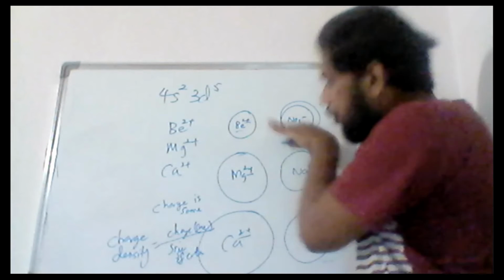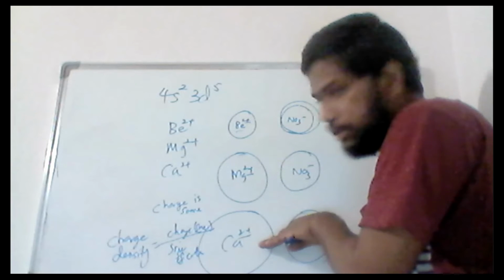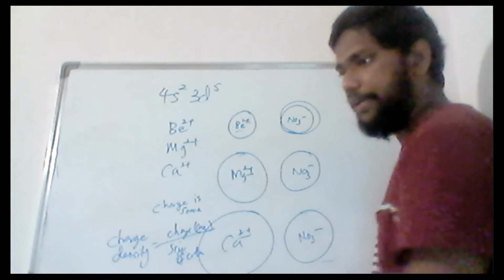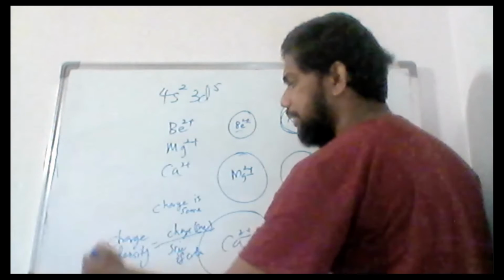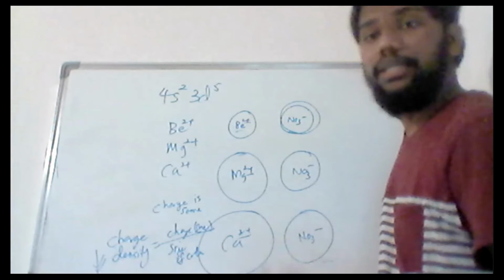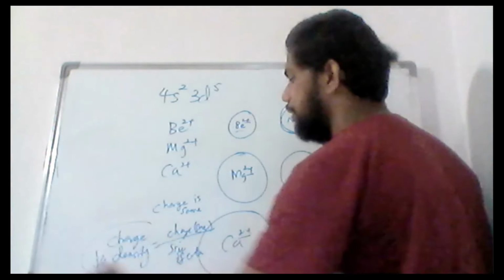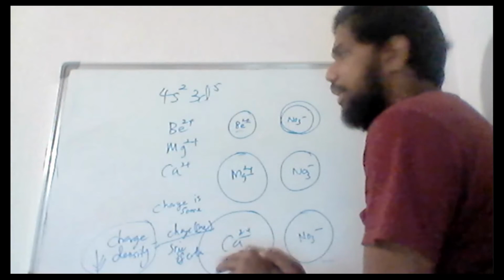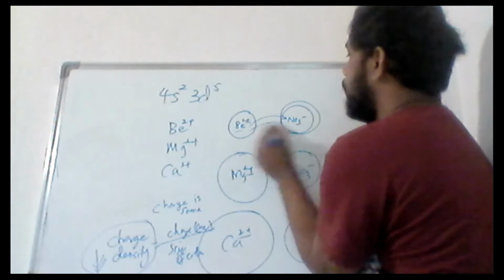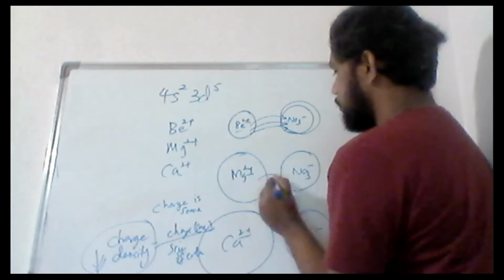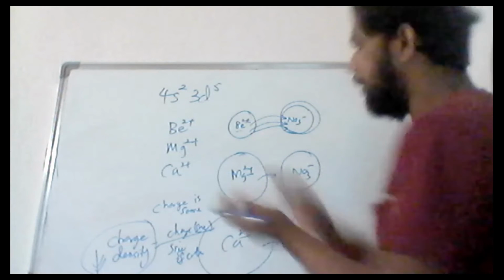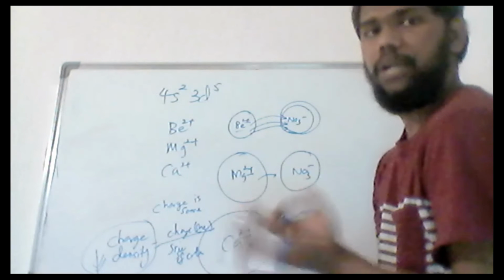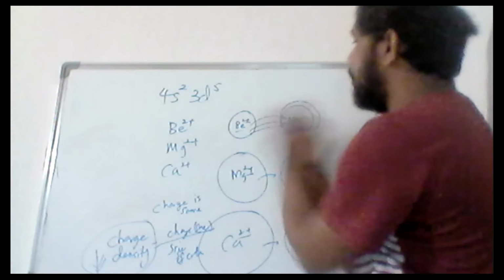When you go down the group, the size of the cation increases, which means charge density decreases. So why does polarizability decrease? Because charge density decreases. If the charge density decreases, the ability to distort the electron cloud decreases. That is the polarizability, the polarization power.